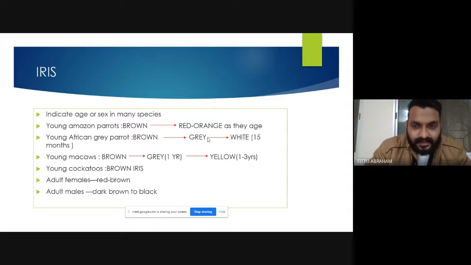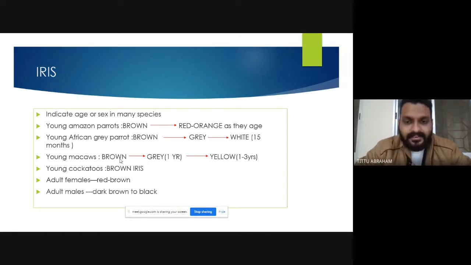If it is 15 months of age or above, more than 1.5 years, it will become white in color. Actually, it is white to yellow coloration. In macaws, it will be brown in color when they are young, and it will change to gray in the first year, and in 1 to 3 years, it will change to yellow coloration. In young cockatoos, it will be brown, but if it is a female, the coloration will become red brown, and if it is a male, it will become dark or black in color.